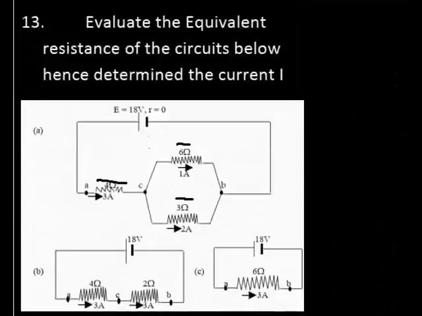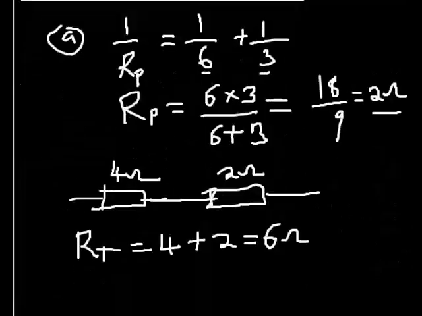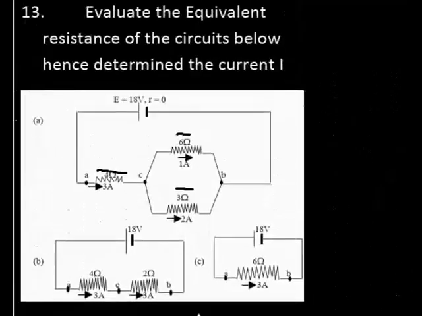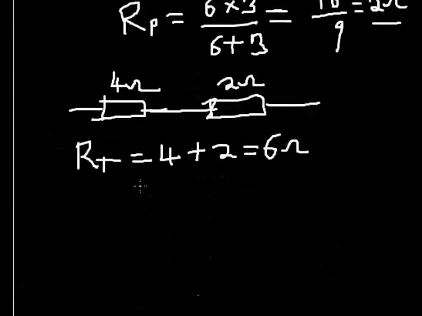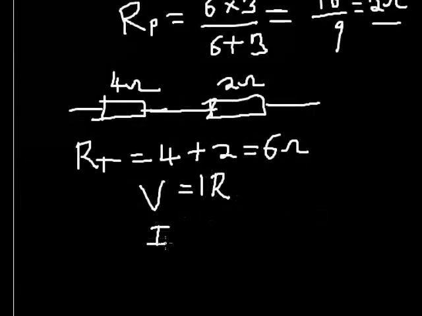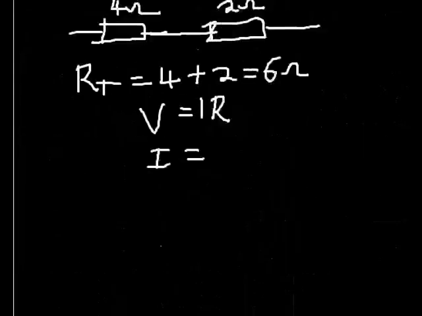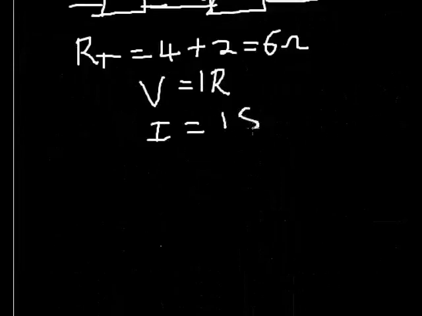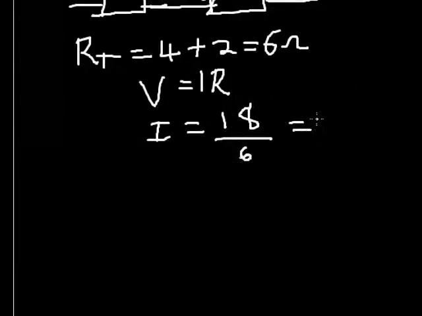All right, 6 ohm. That is the 4A part. Now remember the question is to evaluate the equivalent resistance, and of course the current. So how do we evaluate the current? Remember from Ohm's law, V is equal to IR, so I is equal to V over R. The voltage is 18, so that's 18 divided by 6, which should be 3 ampere.